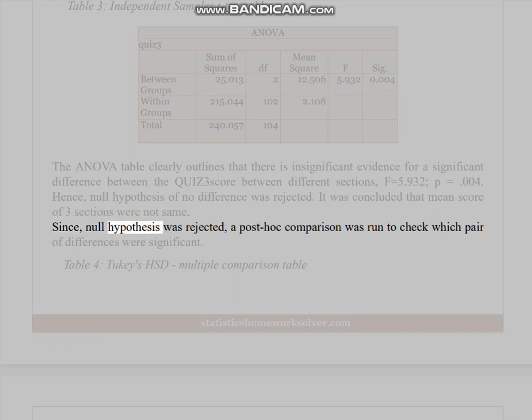Since the null hypothesis was rejected, a post hoc comparison was run to check which pair of differences were significant. Table 4, Tukey's HSD Multiple Comparison Table.